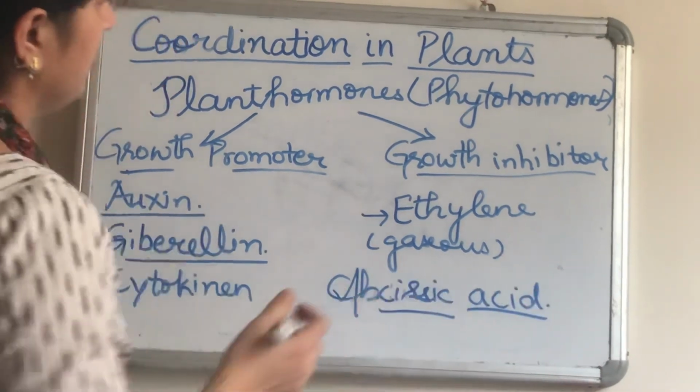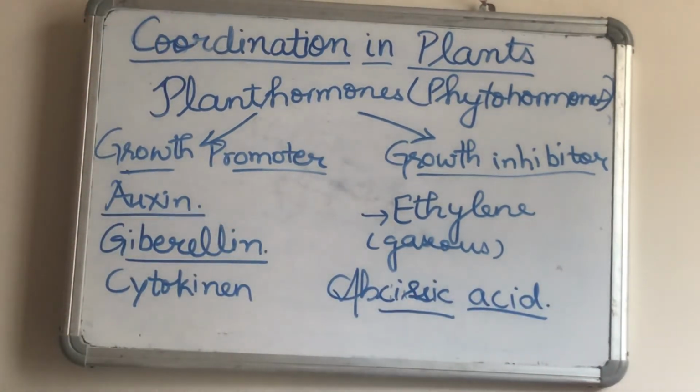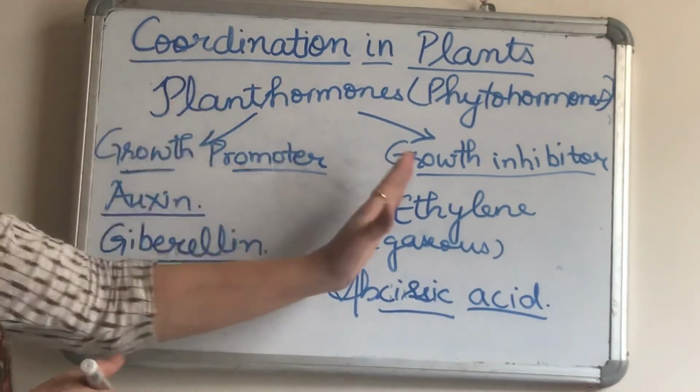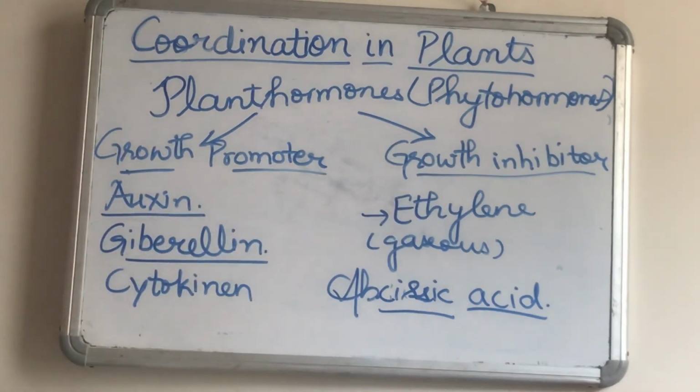So these are the plant hormones. One are the growth promoters and the other category is of growth inhibitors. So this finishes our topic of control and coordination. Thank you.